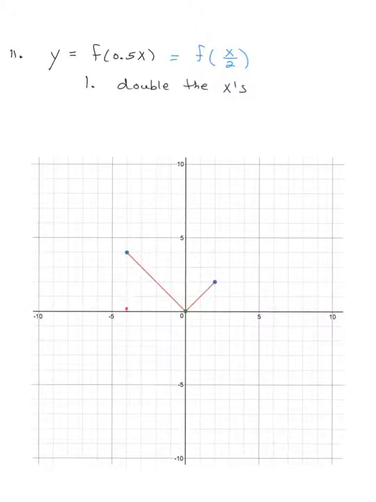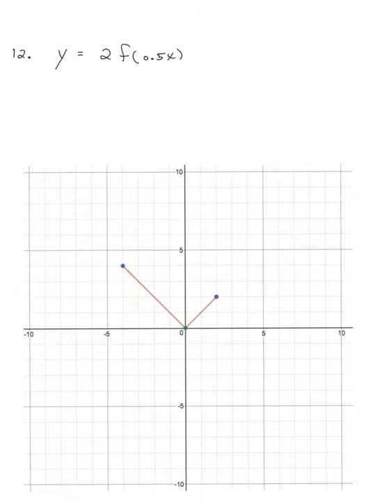So this x is at -4, therefore it goes to -8. This x is at 0, and if you double 0, it stays 0. And this x is at 2, and if you double it, it goes to 4. If you double all the x's, it stretches the graph, and this is my picture.